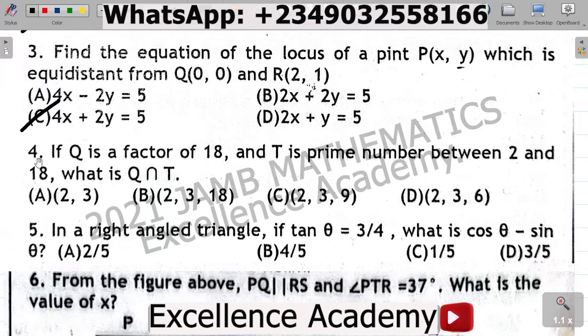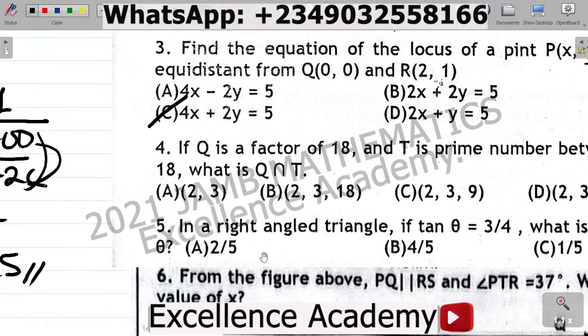Okay, question number 4. It says if q is a factor of 18 and t is a prime number between 2 and 18, what is q intersection t? Option A, 2, 3. Option B, 2, 3, 18. Option C, 2, 3, 9. Option D, 2, 3, 6. So how do we solve this question here?